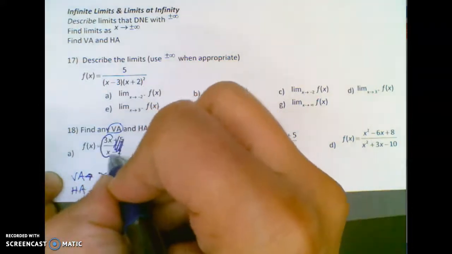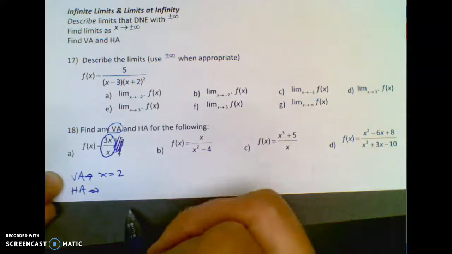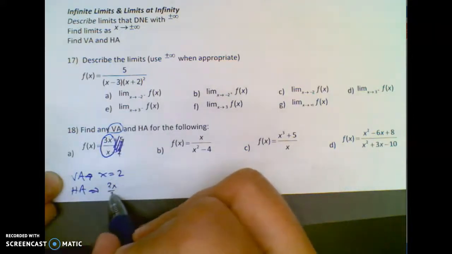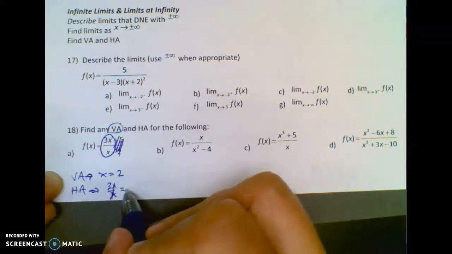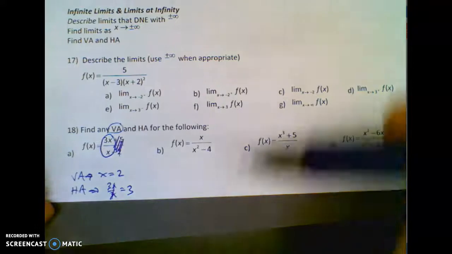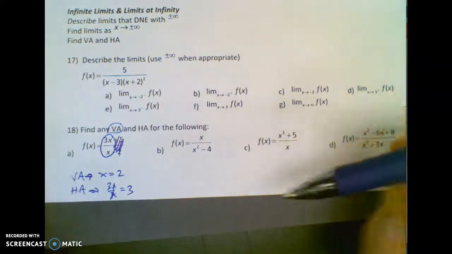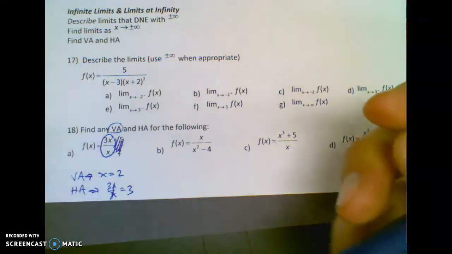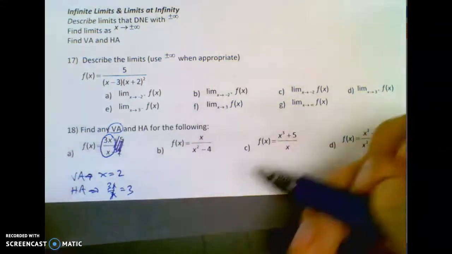So I just look at the biggest numbers and I simplify it. If it's equal weight, you get to just cancel and you get 3. So that means my graph approaches 3 out to the right and left. Remember, if it's top heavy, it goes to infinity or negative infinity. If it's bottom heavy, it goes to 0. And if it's equal weight, you can just cancel it.